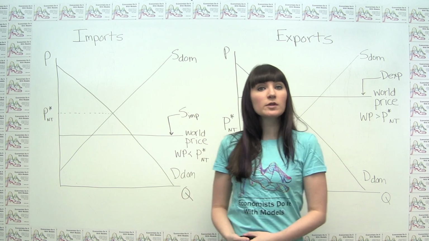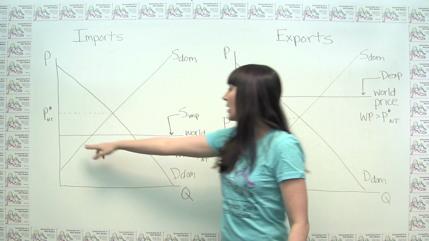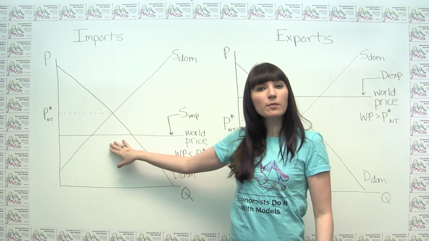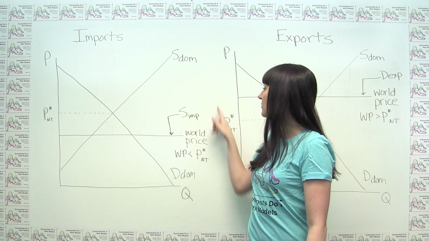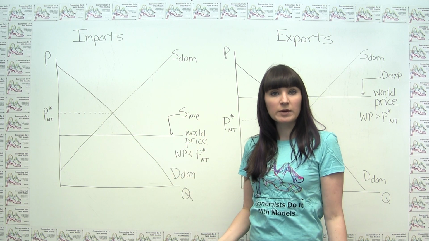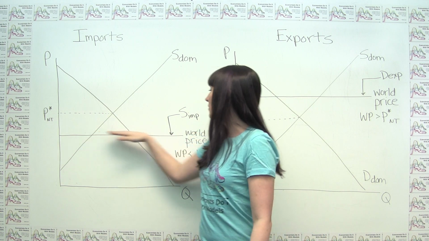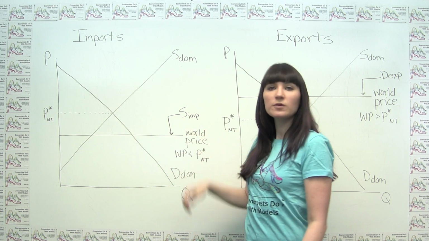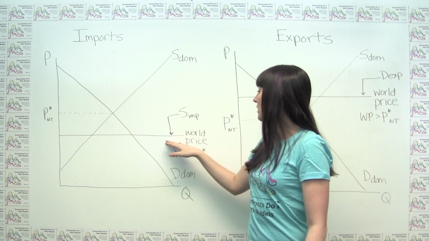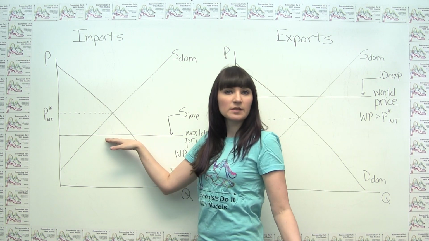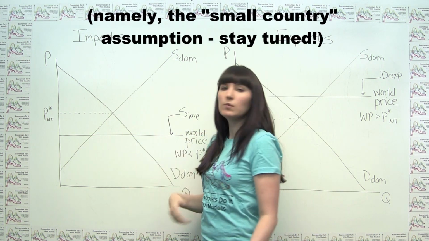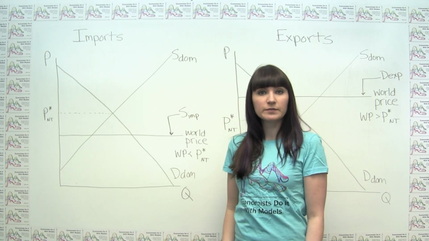In fact, if you really wanted to, you could even think about this world price line when we're importing as the supply of imports available to an economy. And you can see here that we've modeled the supply of imports as perfectly elastic, implying that this country, under certain assumptions, would be able to import as much as they wanted at the world price.